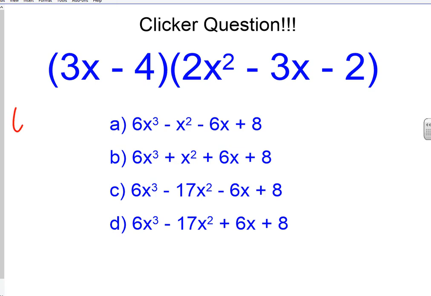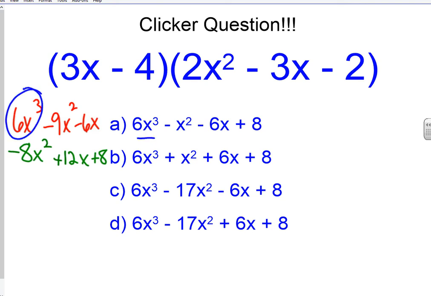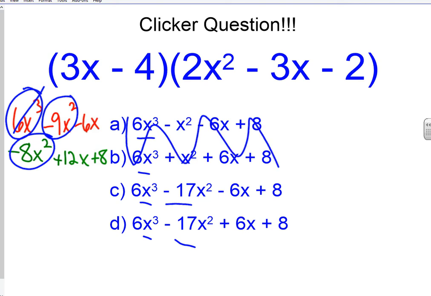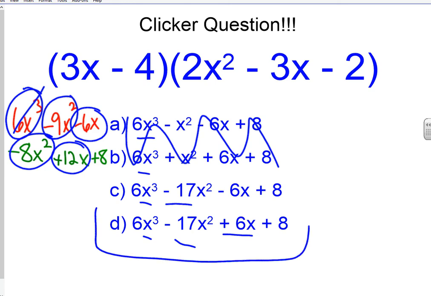Take a look. Should have gotten 6x cubed minus 9x squared. Check your work, minus 6x. Distributing the negative 4, you should have gotten negative 8x squared plus 12x plus 8. Now that we're there, highest exponent goes first. Next highest exponent, combine, should have gotten negative 17x squared. Then, of course, combine negative 6 and 12 to make positive 6, and that's why our answer is D.